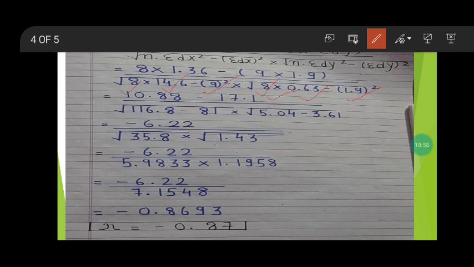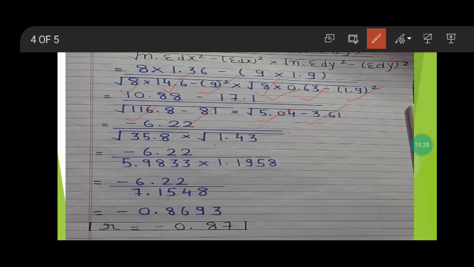would be under root 116.8 minus 9 whole square. So the square of 9 would be 81, so minus 81. Then into under root 8 into 0.63 minus bracket 1.9 whole square. So 8 into 0.63 would be equal to 5.04. Then 1.9 whole square would be 3.61. So here we have written minus 3.61.